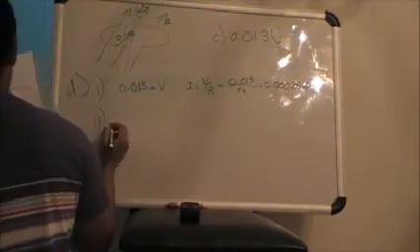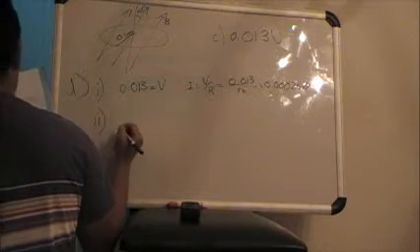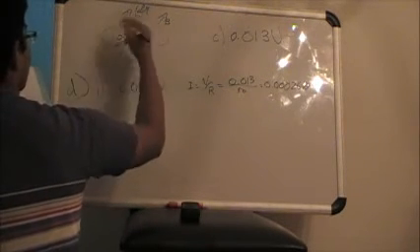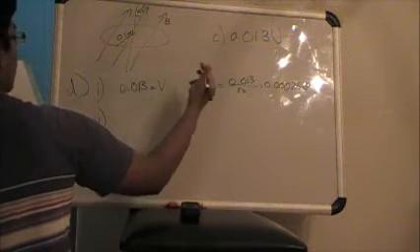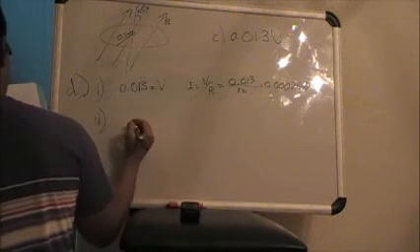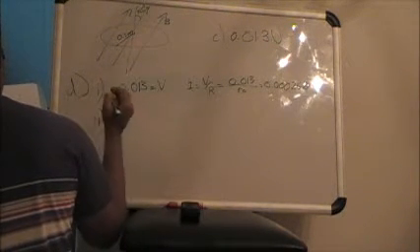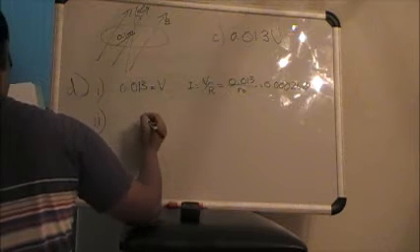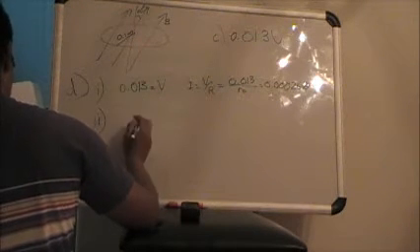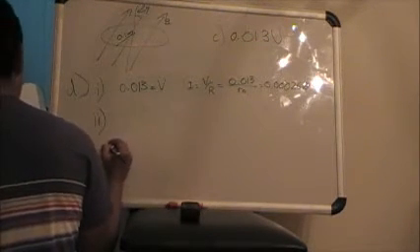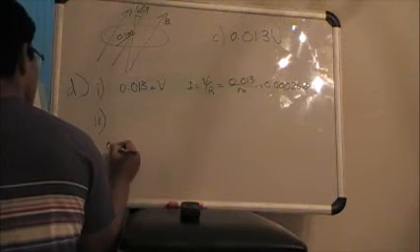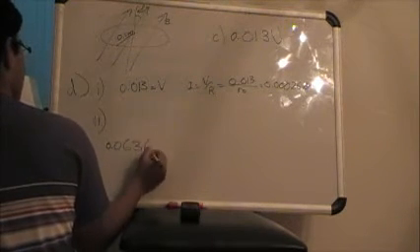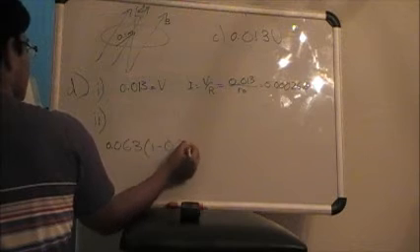And for D2 it just says to show the direction of the induced current in the loop. And we know that the equation of flux is 0.063 times 1 minus 0.2 t.